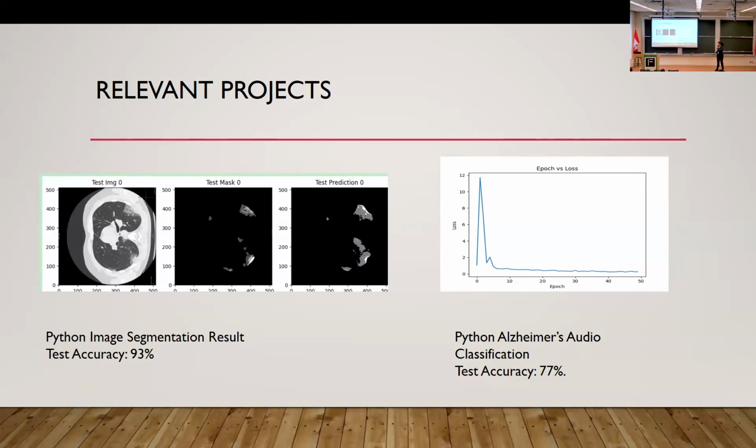I also did another project in which I used another deep learning model to classify Alzheimer's disease using raw speech audio. This figure shows the Hessian plot of the loss over time. Model loss is basically a good approximation for how accurate the model is on individual predictions, and convergence to zero means the model performs well. From this result, I have a test accuracy of 77%, which is pretty good compared to the baseline accuracy of 71% determined by another study previously.